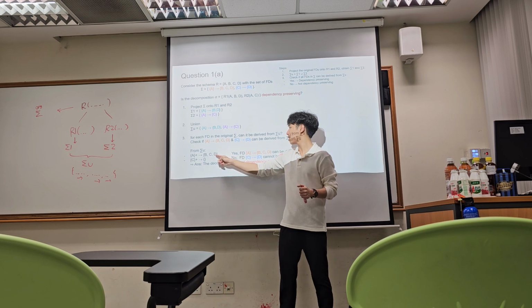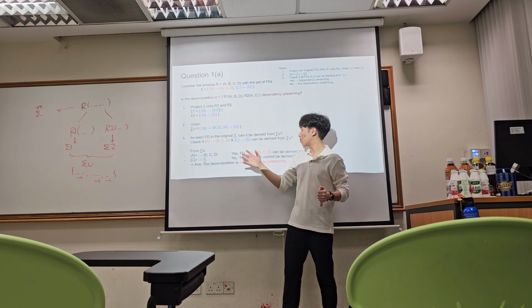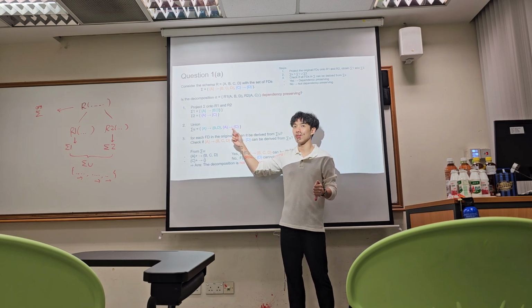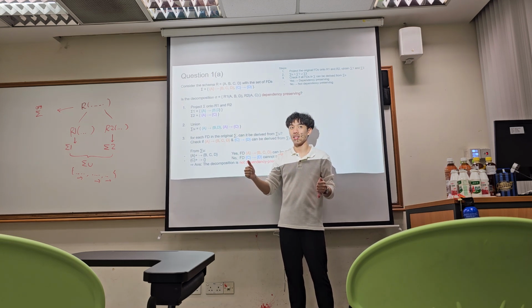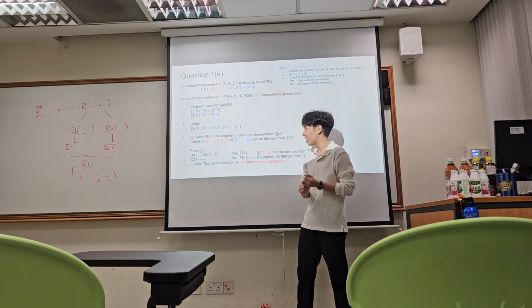And yes, this thing is actually identical to this thing. So it means that, yes, it can be derived from this union set, union function dependency. Got it? Okay.